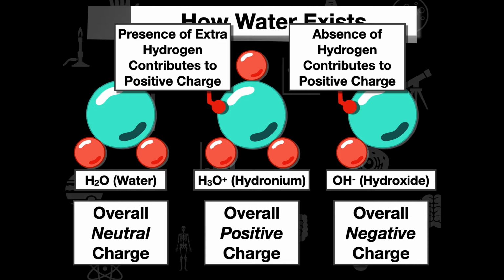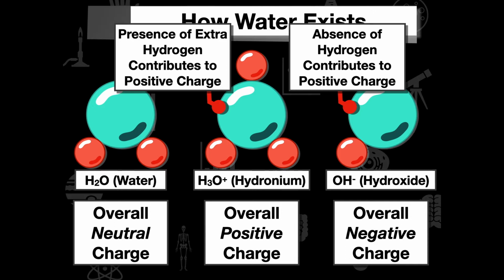So if we look at the hydronium, it's going to exist as H3O+. This is going to have an overall positive charge because of the presence of that extra hydrogen atom. Now, in the absence of that hydrogen atom, when we are losing a hydrogen from this, what we see is we have OH-, which is just one oxygen and one hydrogen atom put together. And when we see the absence of that hydrogen, the overall charge is going to be negative.